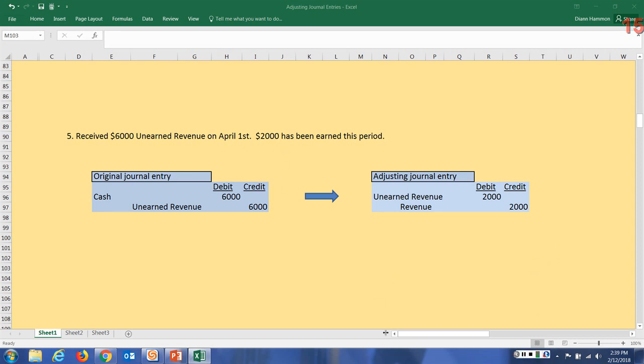So again, we didn't have to make any calculations. The numbers were just given to us, so we just have to record the adjusting journal entry with the numbers we're given.